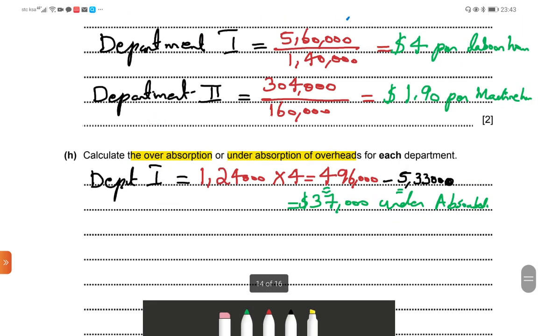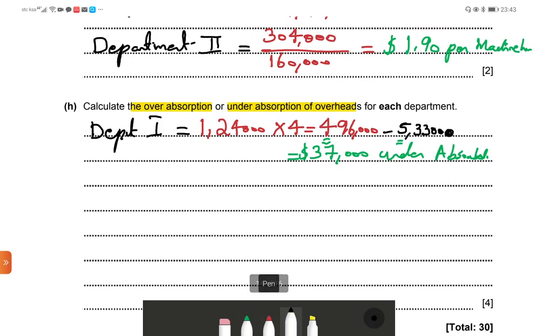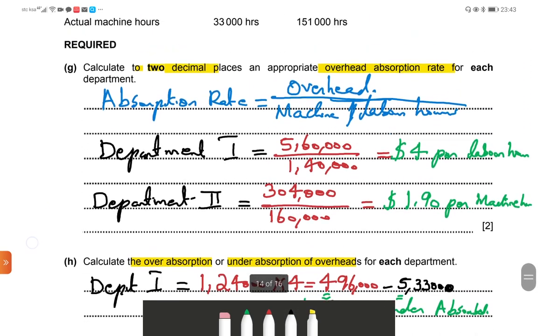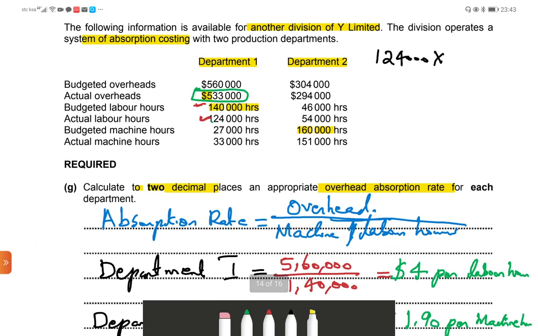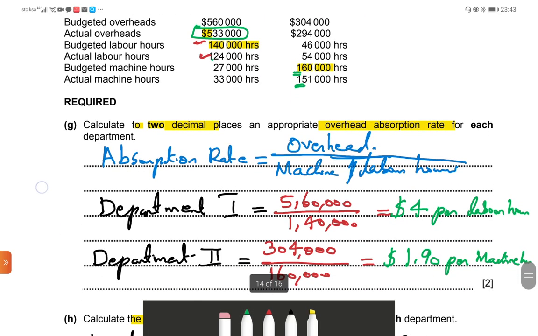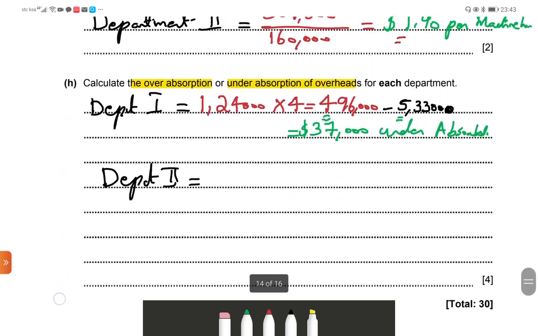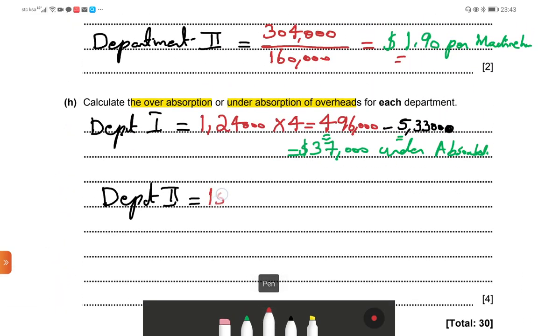Next, department 2. The same method we follow for department 2. In department 2, we will use the machine hours. Budgeted machine hours is 160,000, but actual machine hour is 151,000. So we have to make the budget for 151,000. So 151,000 multiplied by the absorption rate of $1.90.